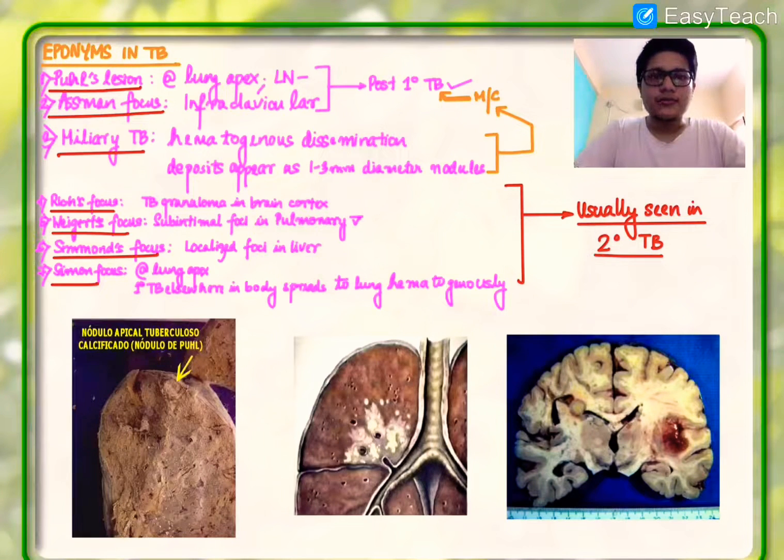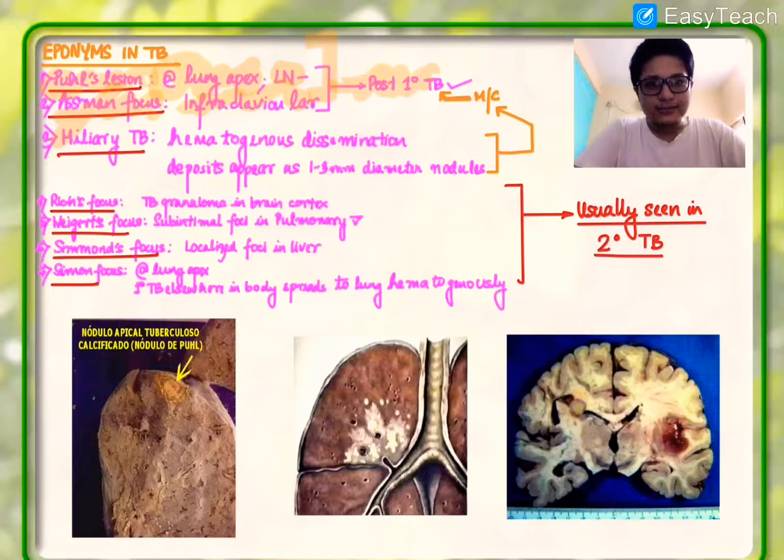So now let us move on to a few of the eponyms which are associated with tuberculosis. First is the Puhl lesion. Puhl lesion is commonly found at the lung apex and there is no lymphadenopathy. And the Assmann focus is found in the infraclavicular portion, and both Puhl lesion and Assmann's focus are commonly observed with post-primary form of tuberculosis.